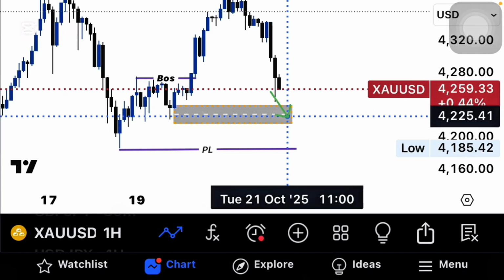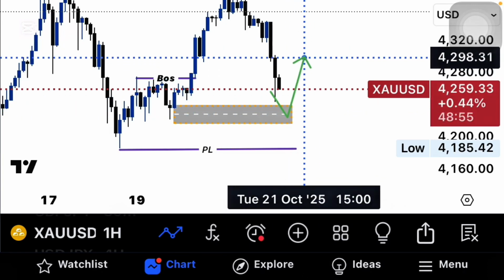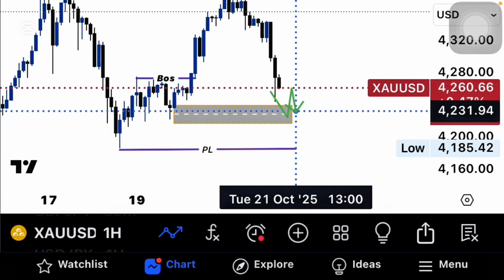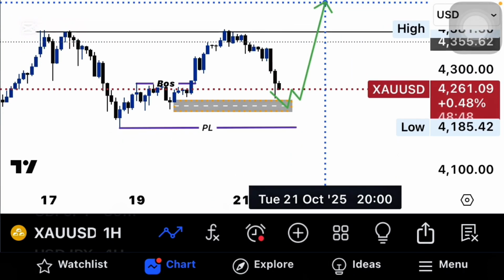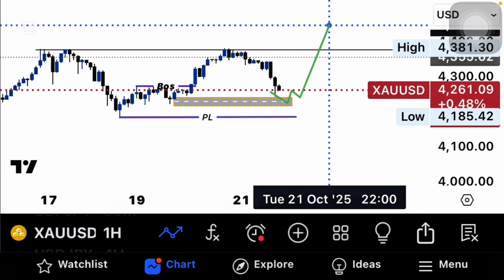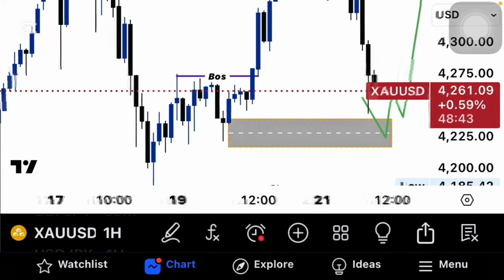a full candle tap in. Then from there I can see maybe some lower time frame again. Then we can target a new high. So this is what I'm waiting for.